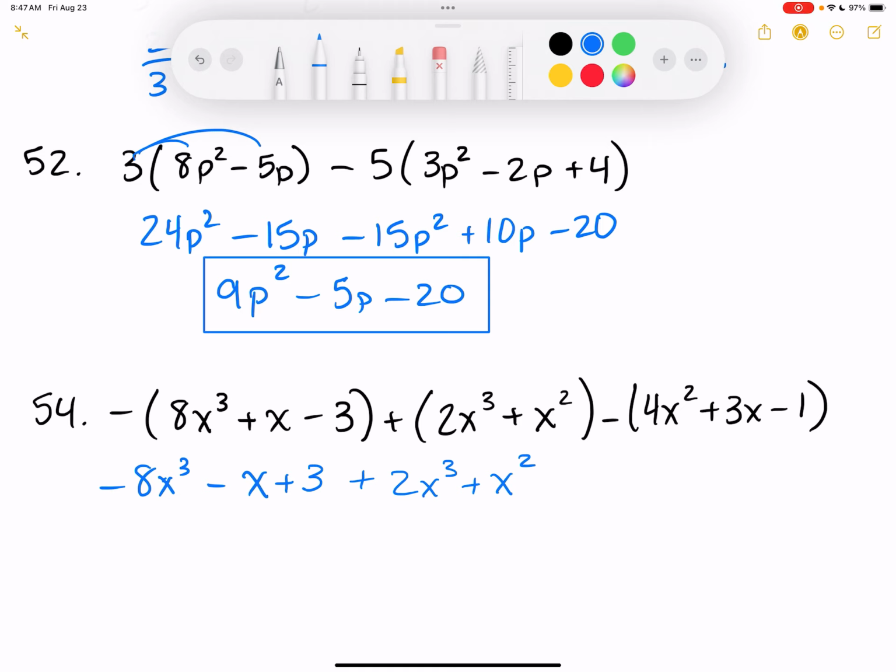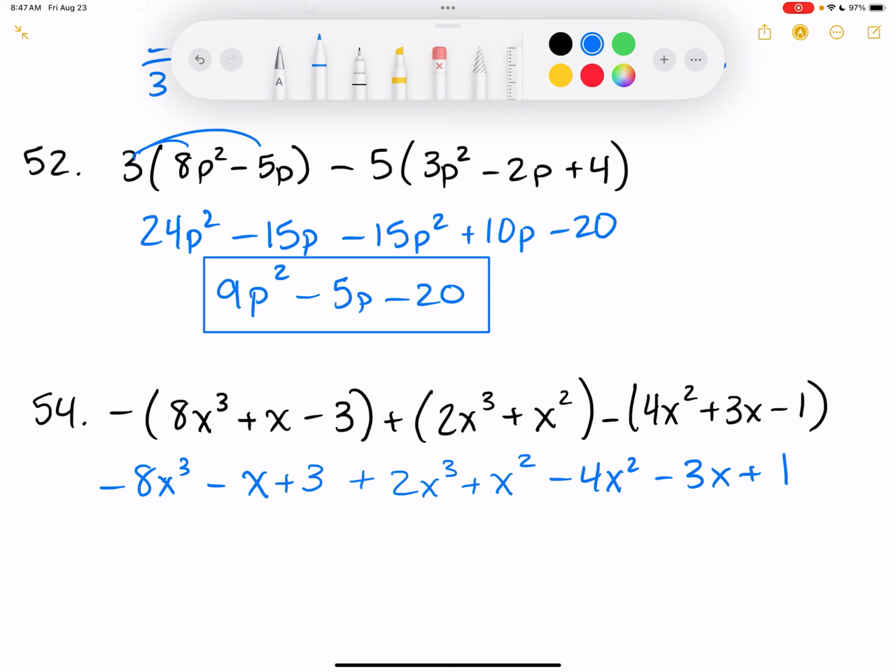So I get negative 4x squared minus 3x plus 1. And then I combine like terms. Sometimes when I do this, after I've added terms together, I'll actually end up crossing them out to make sure I've got everything, especially when it gets kind of crazy like this one. But this one's not super bad.